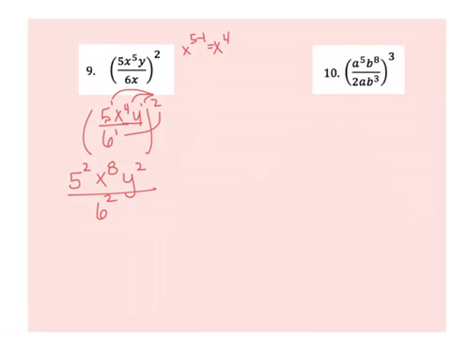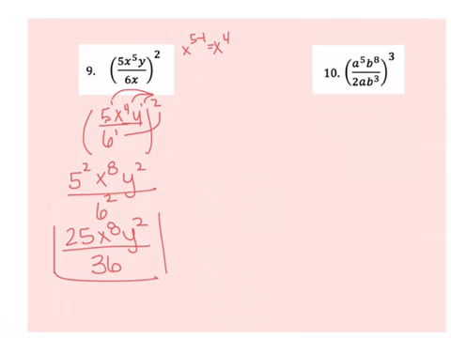So now I have to simplify these numbers. So 5 squared gives me 25. x to the 8th, y squared, divided by 36. There is no number that I can divide out of 25 and 36, so that is going to be my simplest form, and I'm going to be complete.